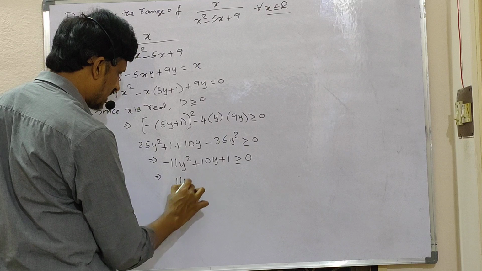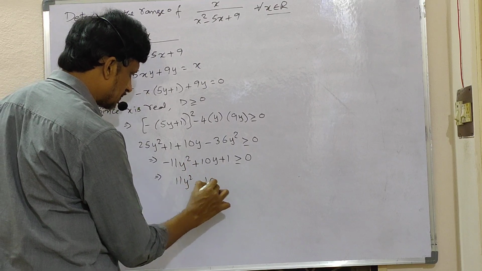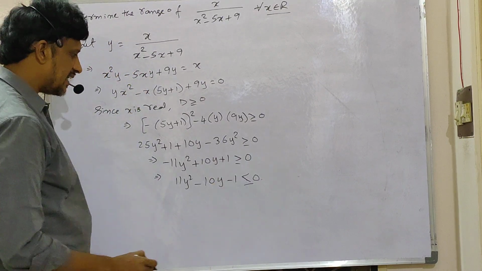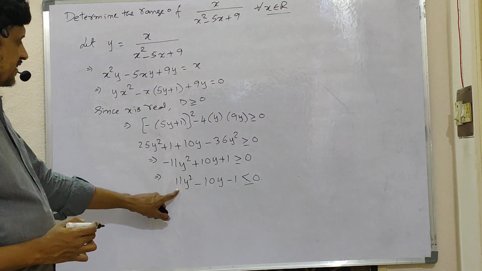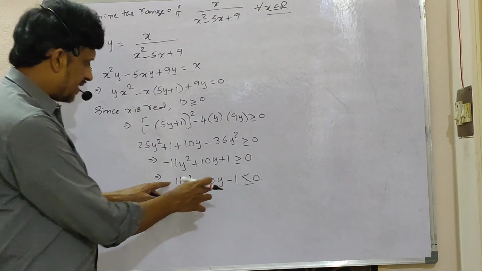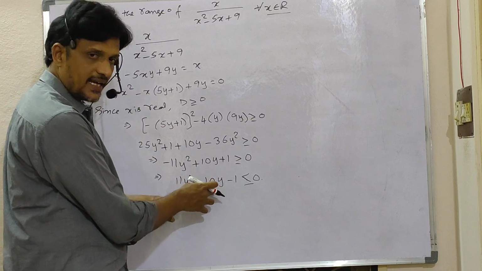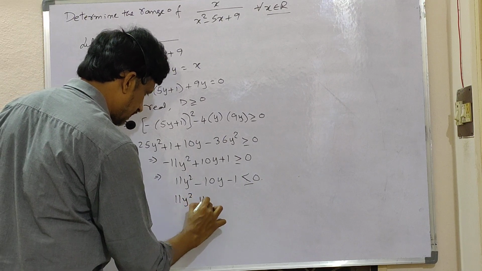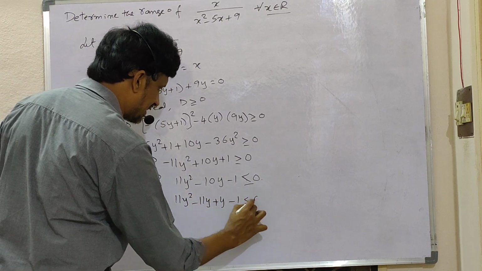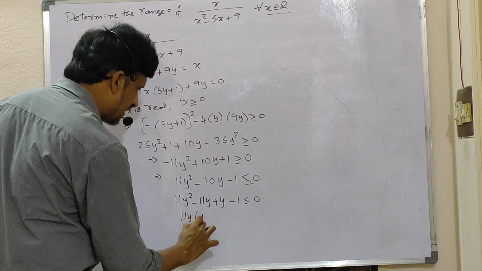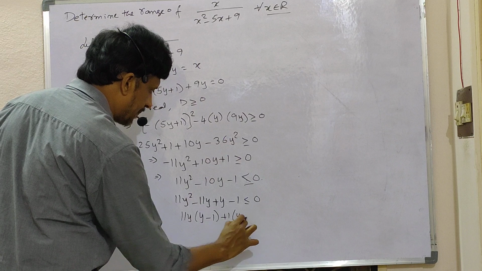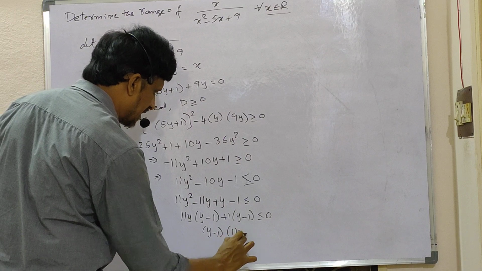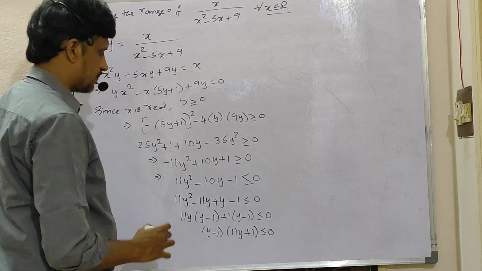Again multiply with the negative sign so that the leading coefficient is positive. Then you will get like this. Don't forget to change the relation from greater than to less than. So 11y square minus 10y minus 1. 11 into 1 is 11, 11 minus 1 is 10, but I want to get minus 10, so write minus 11y plus y. Minus 11y plus y minus 1 is less than or equal to 0. Then 11y into (y minus 1) plus 1 into (y minus 1) is less than or equal to 0. Gives (y minus 1) into (11y plus 1) is less than or equal to 0.